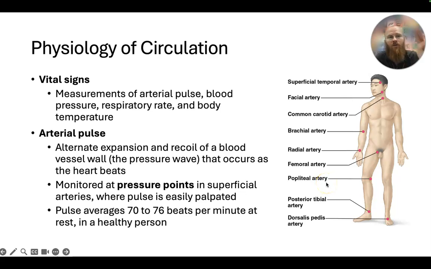If you were to take two fingers, so your index and middle finger, not your thumb because it has its own pulse, and you were to apply firm pressure over any one of those pressure points, you'd be able to find and determine your pulse rate. Pulse is going to average somewhere around 70 to 76 beats per minute whenever a person is at rest.